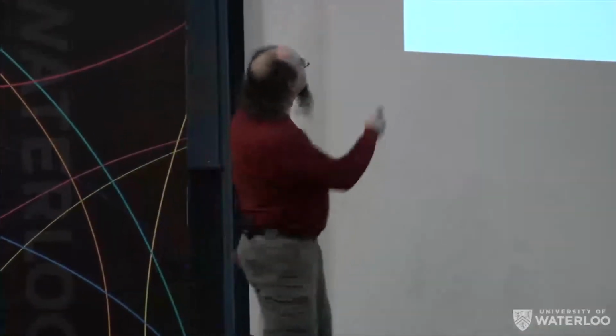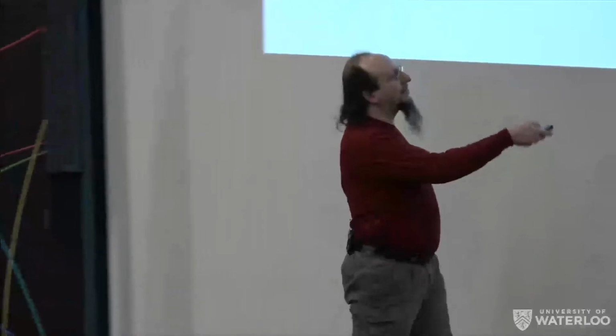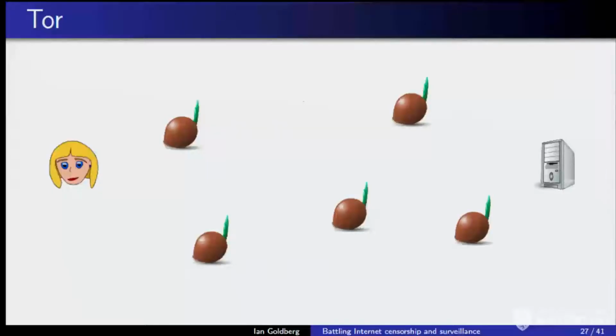So here's Alice. And Alice wants to talk to this web server over here. Now, normally, Alice's computer would just make an internet connection to the web server. And then the web server would automatically learn a lot of information about Alice. Her internet protocol address, for sure, right? But that also can tell the web server things about Alice's location or perhaps Alice's identity.